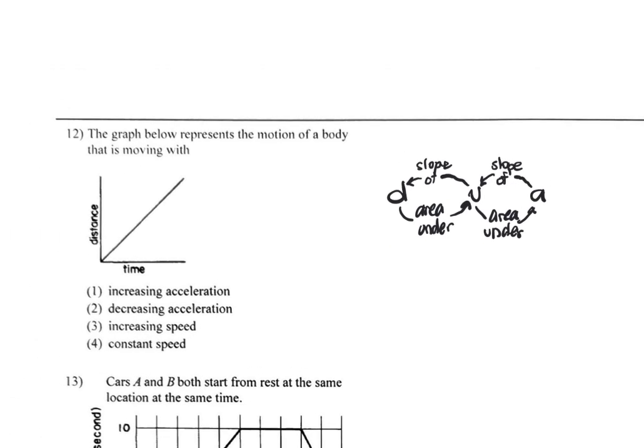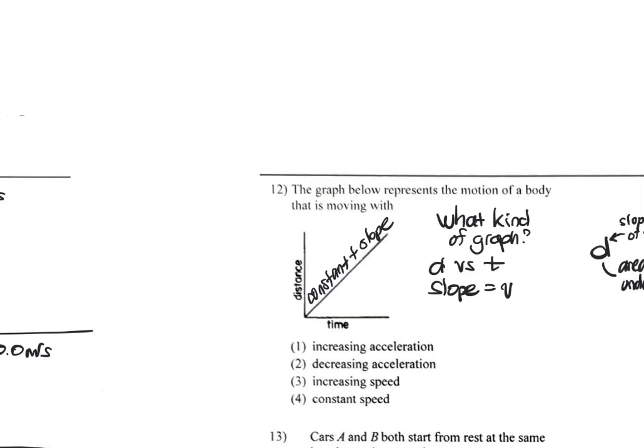When you have a motion graph, the first thing you do is identify the graph. This is a d versus t graph. We know that the slope is velocity. So what is it asking? What is the motion of this body? I have a constant positive slope. So if that slope is constant and positive, the velocity is constant and positive.